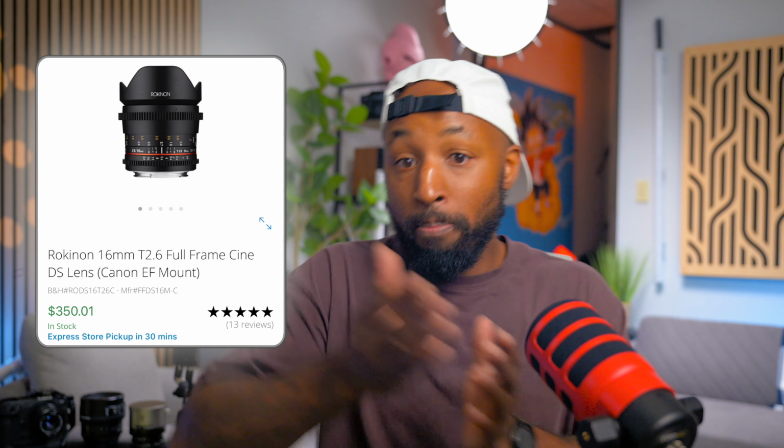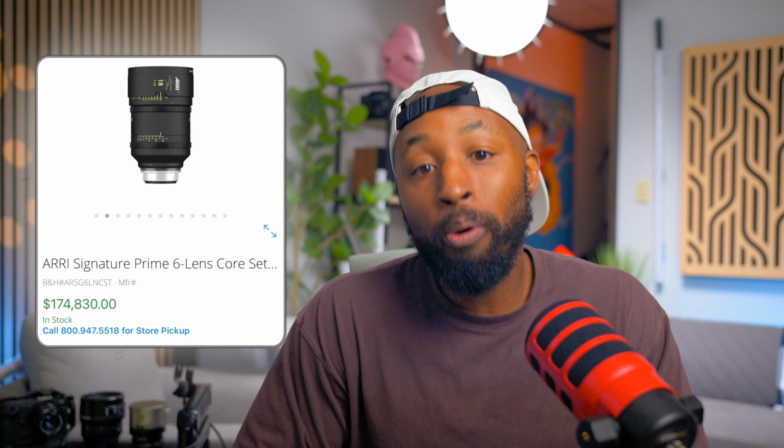All right, so now let's shift gears a little bit and talk about price and buying options, because let's be honest, this is where things get super tricky. Lenses can range from budget-friendly to mortgage-inducing, so it's important to know what you're getting into.